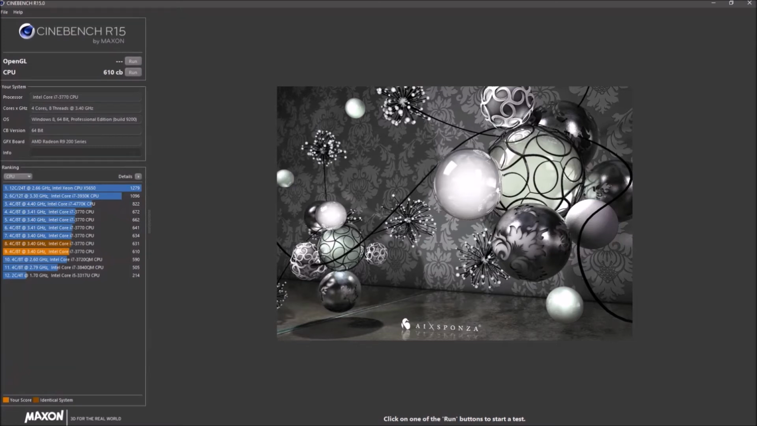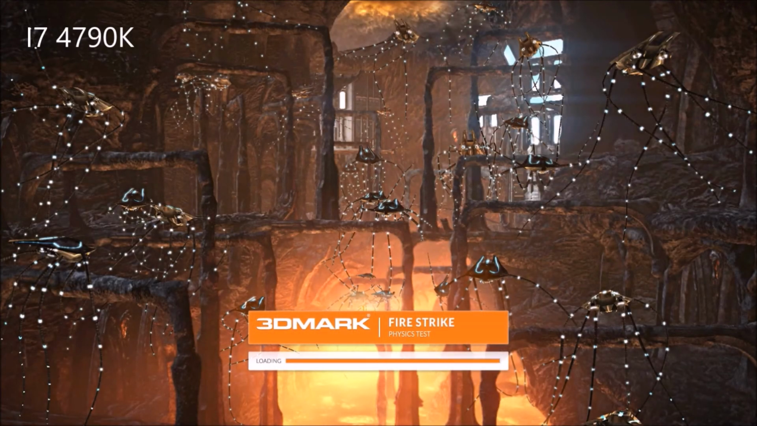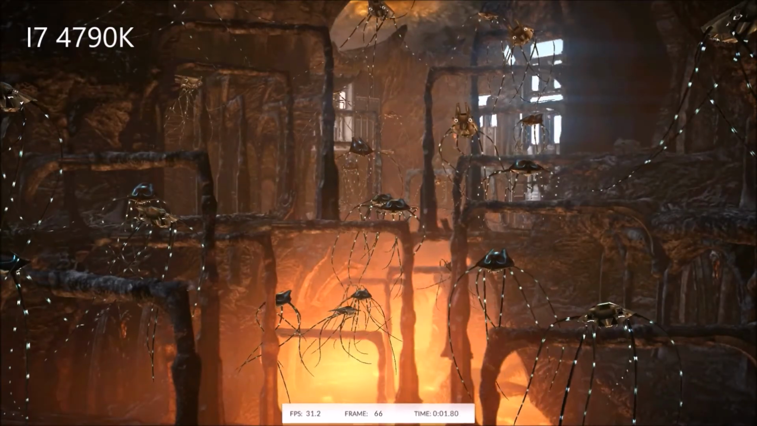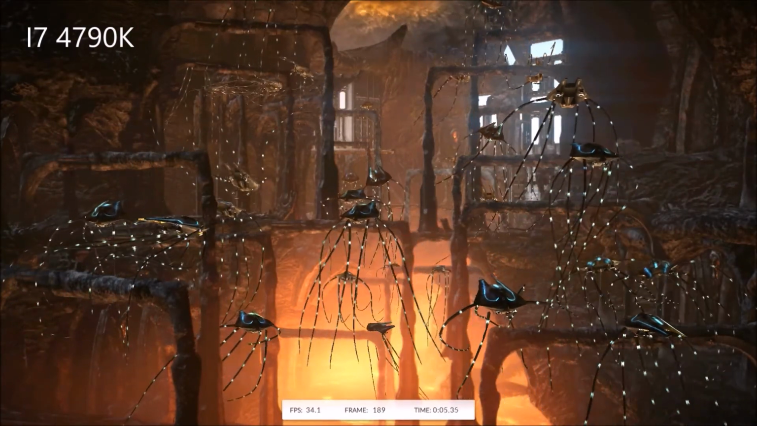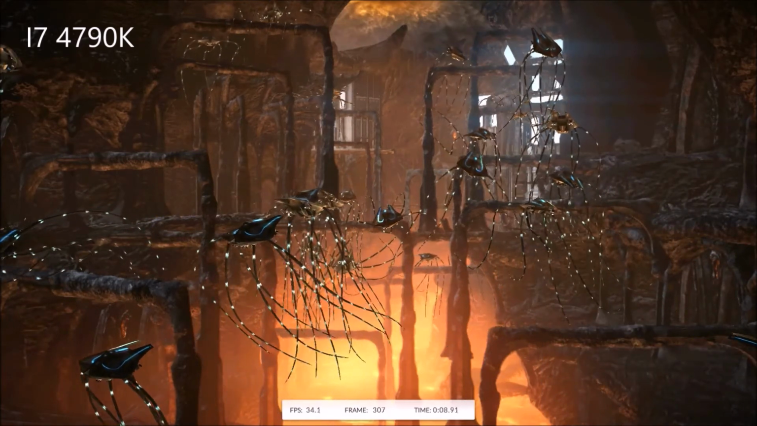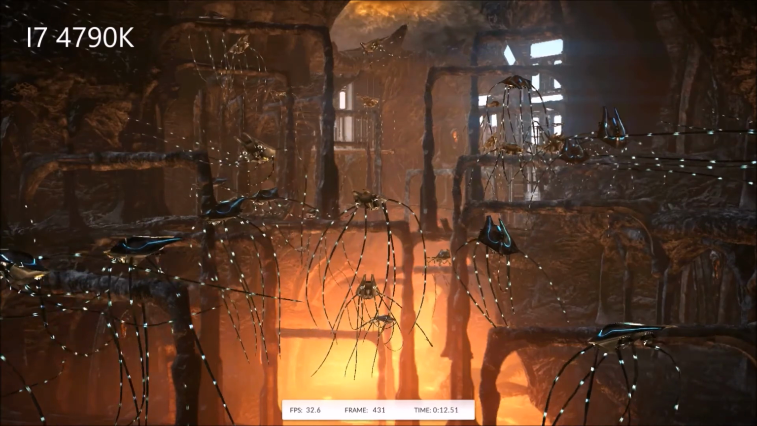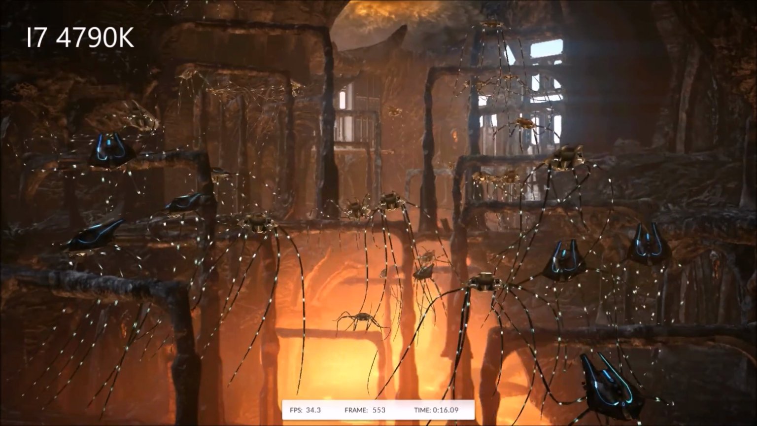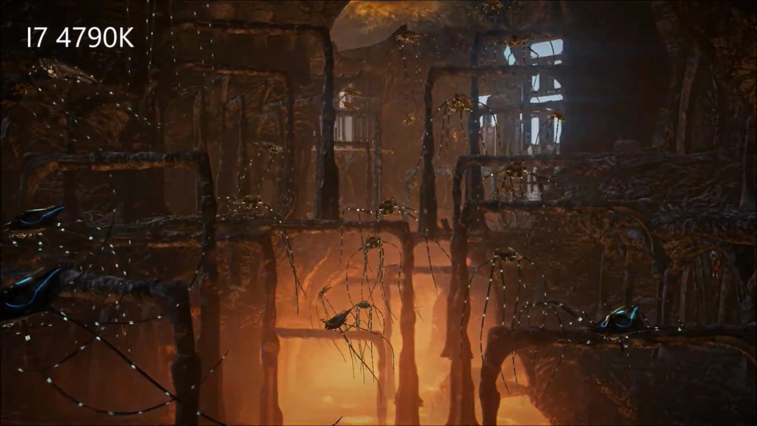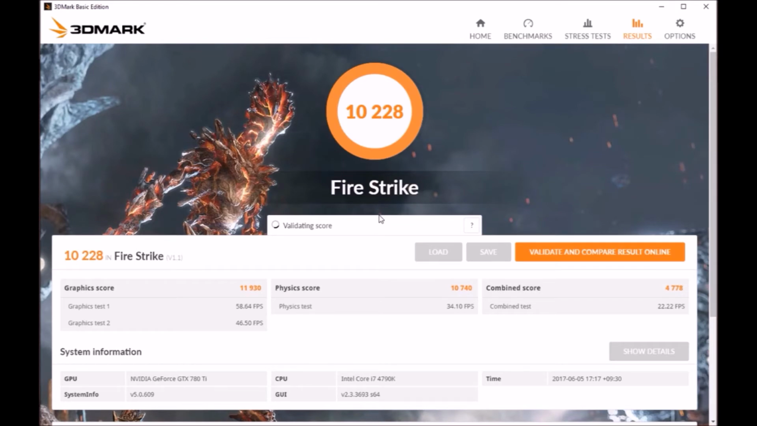Using 3DMark Firestrike, we'll be having a look at the physics test and what scores they get on those. Okay, so the 4790K has finished its run of Firestrike. Now the main score we're going to be focusing on here is the physics score, and that's the one that tests the CPU. So we've got an overall score of 10,740 with an average FPS of 34.10. Now let's see how the 3770 is able to match up to that.